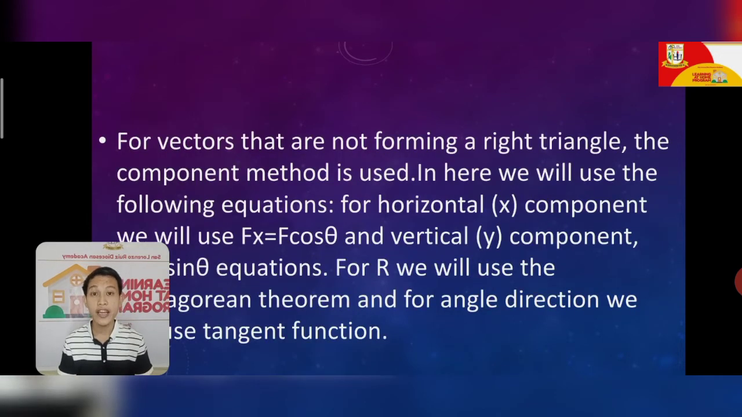For vectors that are not forming right triangles, we cannot just use the first method that I have taught you. Instead, we will have to get first their components using this formula. For horizontal component x, we will use Fx = F cos theta. And for vertical component, we will use the formula Fy = F sin theta. And after finding the components of the vectors, we will now use the Pythagorean theorem to find its magnitude and the tangent function to find the direction of the resultant vector.